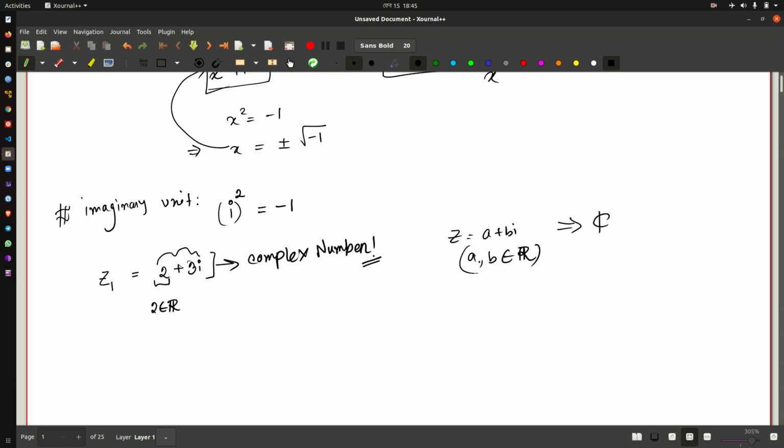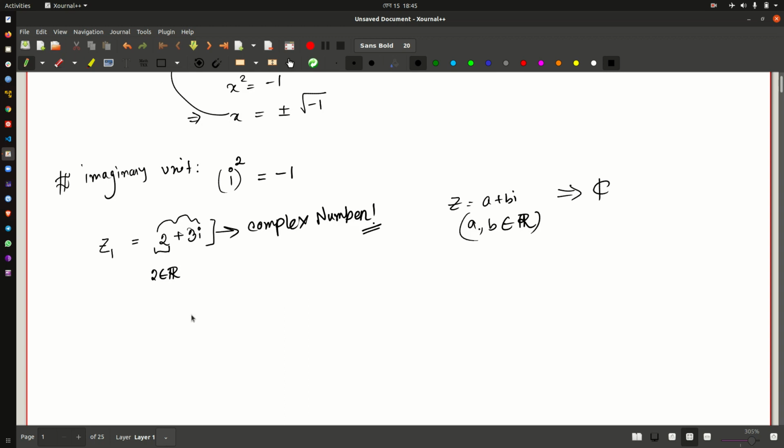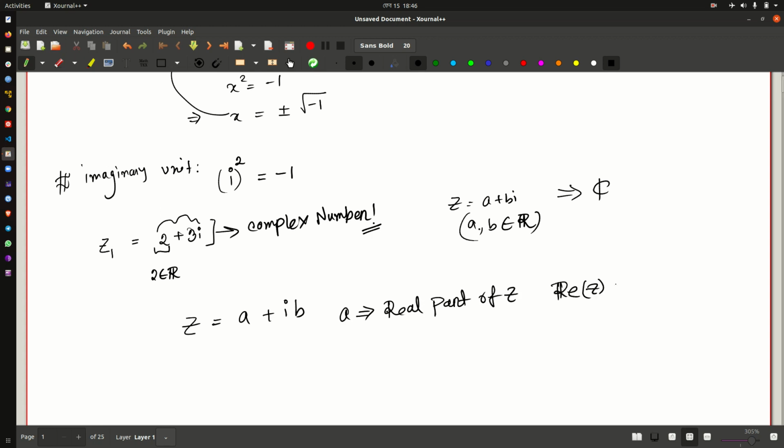And in fact, if you write a complex number like this, a plus ib, then a is called the real part of z, also written like this, Re of z equals a, and b is called the imaginary part of z, written as Im, that means imaginary, of z equals b.